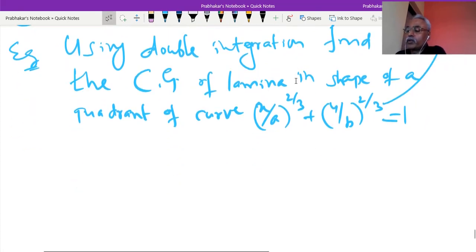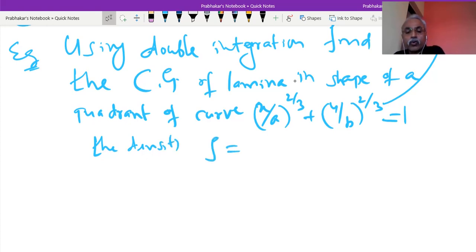Now, some more information is given. The density, which is usually written as rho, is kxy. This density may vary. K is a constant. That goes unsaid.